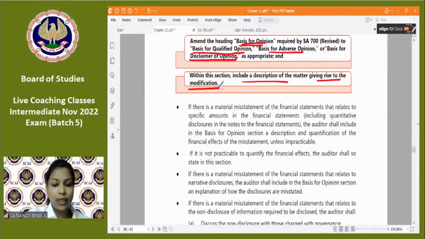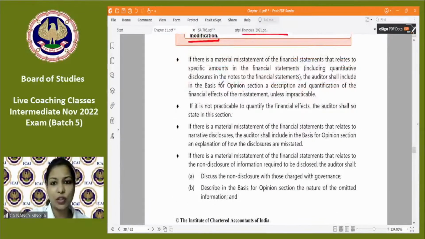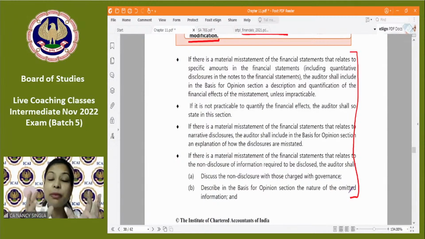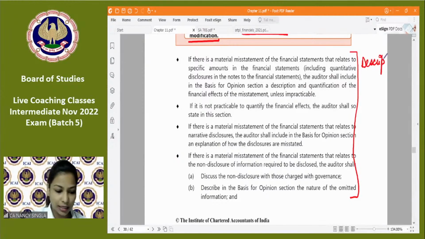देखो, all these points, I'll quickly summarize all these points. ये क्या बोलता है, देखो. When the auditor is giving a qualified, adverse or disclaimer of opinion, he needs to give a description of the matter in the basis of whatever is the opinion, qualified, adverse or disclaimer of opinion section. Basis of opinion, qualified, adverse or disclaimer में कुछ क्या देना है, description.